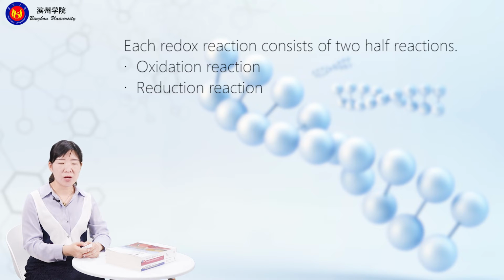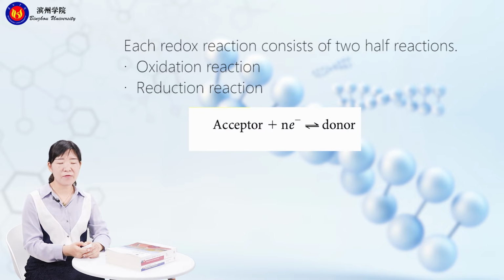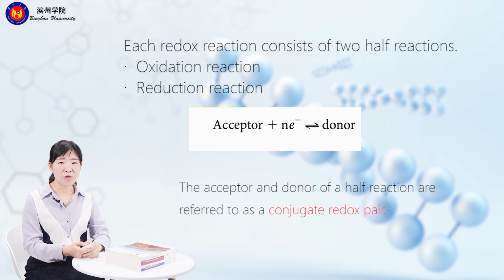Each redox reaction consists of two half reactions. One is the oxidation reaction and the other is the reduction reaction. This formula shows the acceptor gets electrons. It is the reduction reaction, and the donor loses electrons. It is the oxidation reaction. The acceptor and the donor of a half reaction are referred to as a conjugate redox pair.